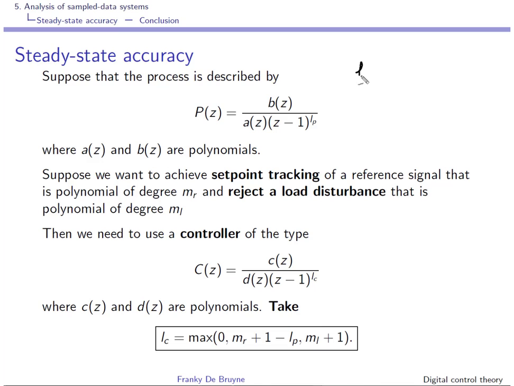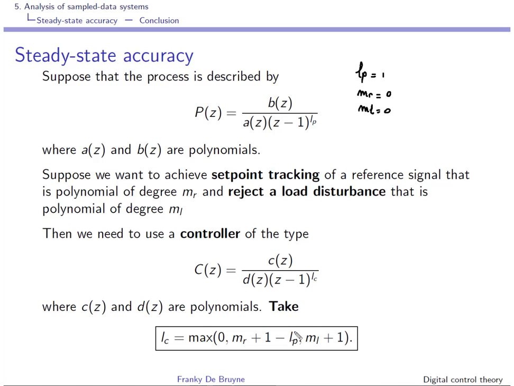We assume here that the process has 1 integrator. We want to track a step-like signal, so MR is equal to 0. We do not want to track a ramp signal. ML is equal to 0, so we want to be able to reject a step-like load signal. We do not want to be able to reject a ramp type load signal.